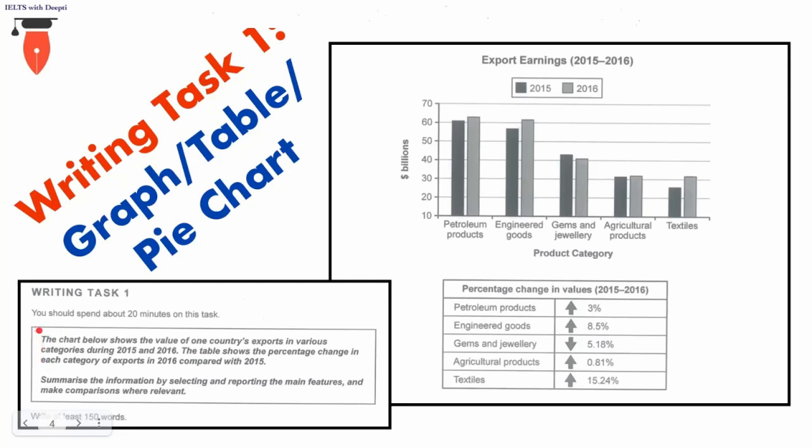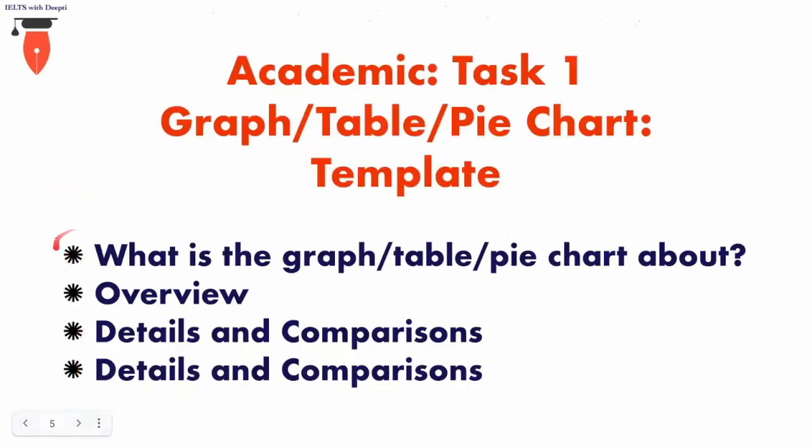Okay, the title or the topic that is there has to be briefly paraphrased for the first paragraph. What is the graph, table or pie chart talking about? In the second, you'll put 2 points, which are the major things that you can see at first view in the chart, graph, or table.